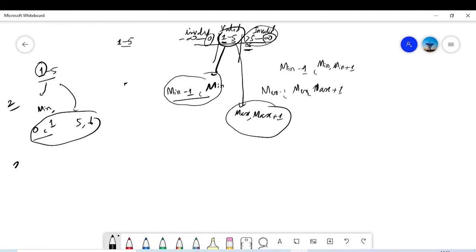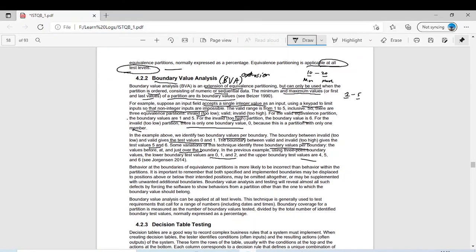But if we are doing 3-point boundary value analysis, that means we have to do min minus 1 and min plus 1, along with min. So min minus 1 is 0, min is 1, min plus 1 is 2. Similarly for max: max plus 1 and max minus 1. So we actually have three points on each boundary. It is known as 3-point boundary value analysis. But in ISTQB, as I told you, we only have 2-point boundary value analysis.